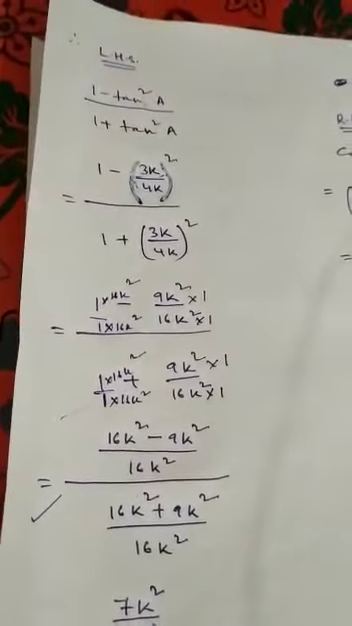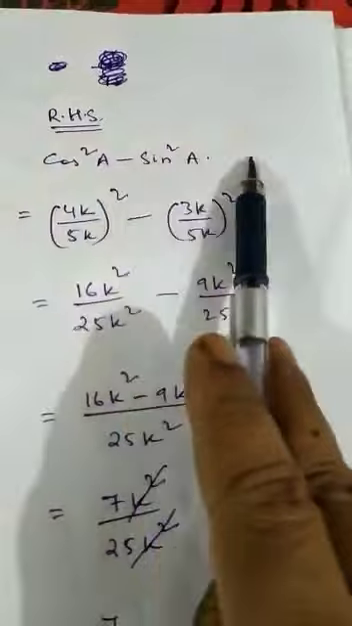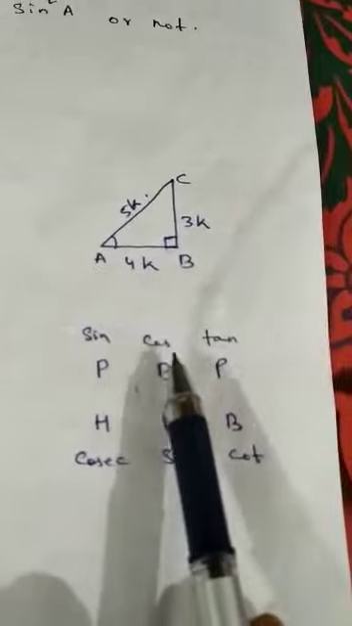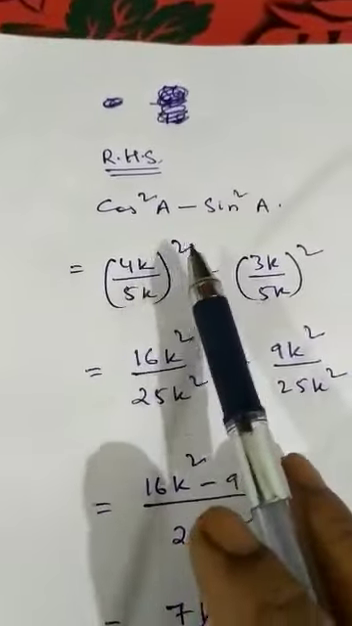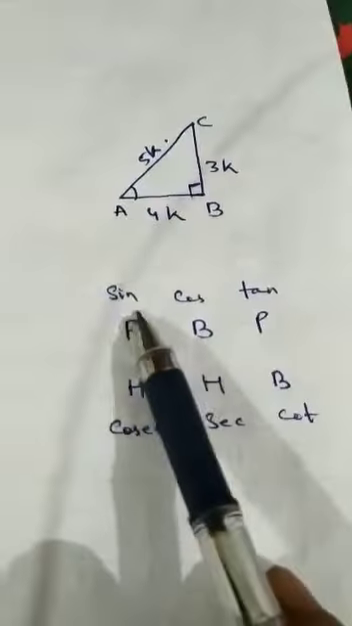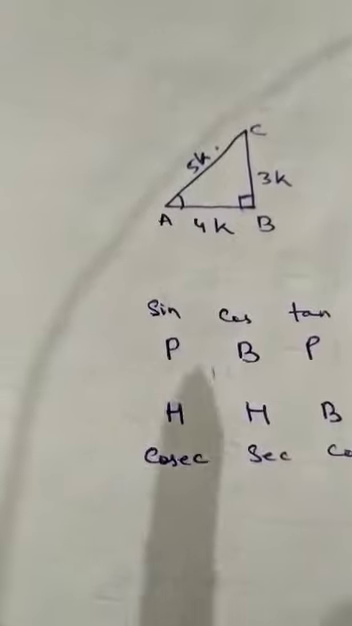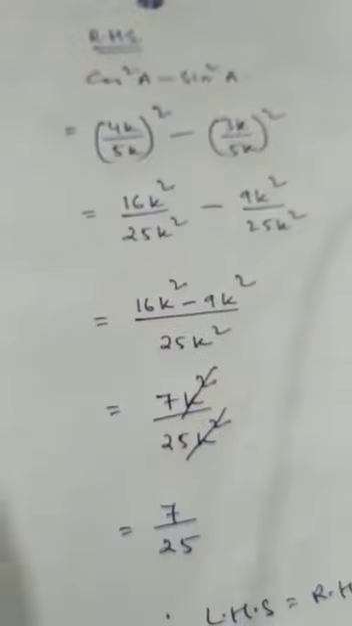Now let us check the RHS. See, in the RHS it is given cos square A minus sin square A. So I have written here cos square A minus sin square A. What is the formula of cos A? The formula of cos is base by hypotenuse. So base is 4k and hypotenuse is 5k. So I have written here (4k by 5k) whole square, minus. The formula of sine is perpendicular by hypotenuse. So perpendicular is 3k and hypotenuse is 5k. So I have written here (3k by 5k) whole square. Now I have solved it.